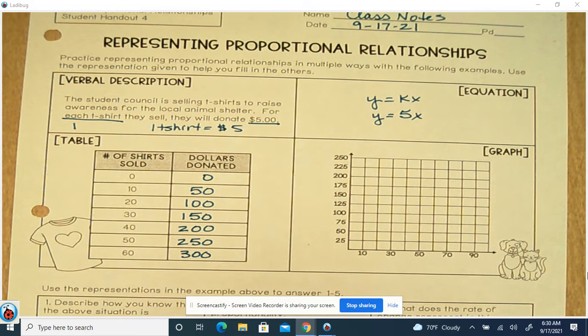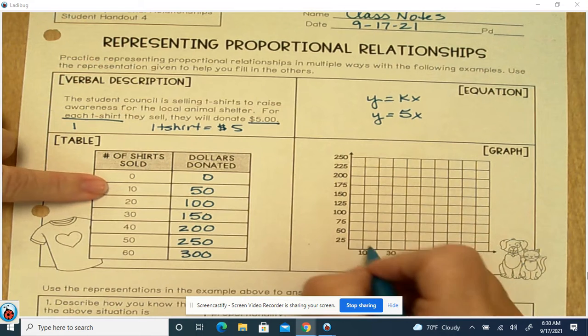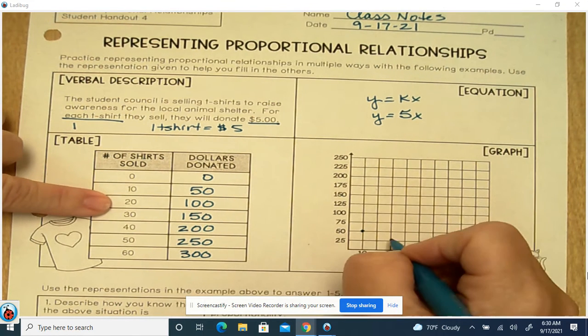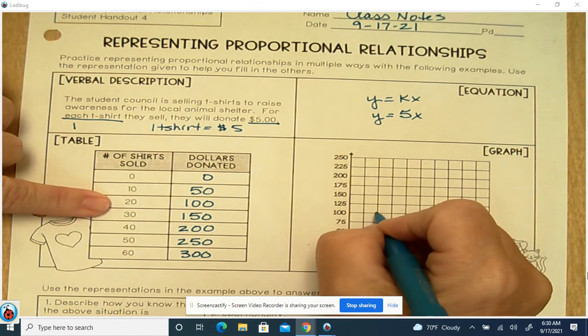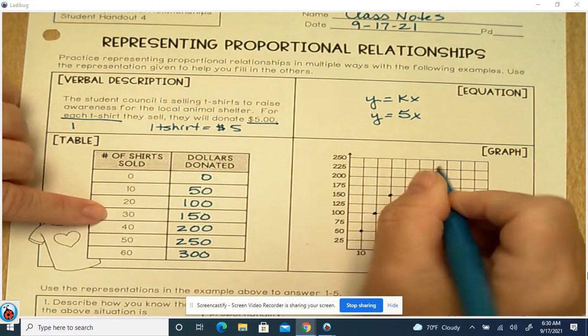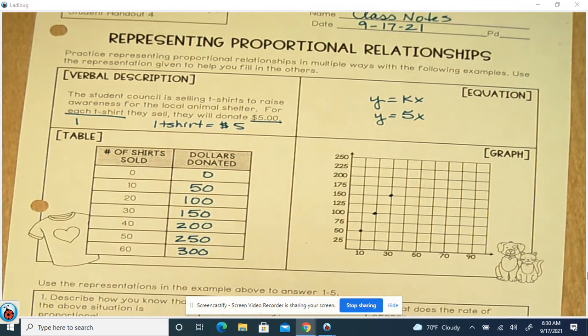Now, if we were to graph that, we only have to graph 2 points to draw a line. I'll do 3. I'm going to do the 10 here at 50. I'm going to do the 20, which is this line right here, at 100. And the 30 at 150. And then I'm going to draw that line.